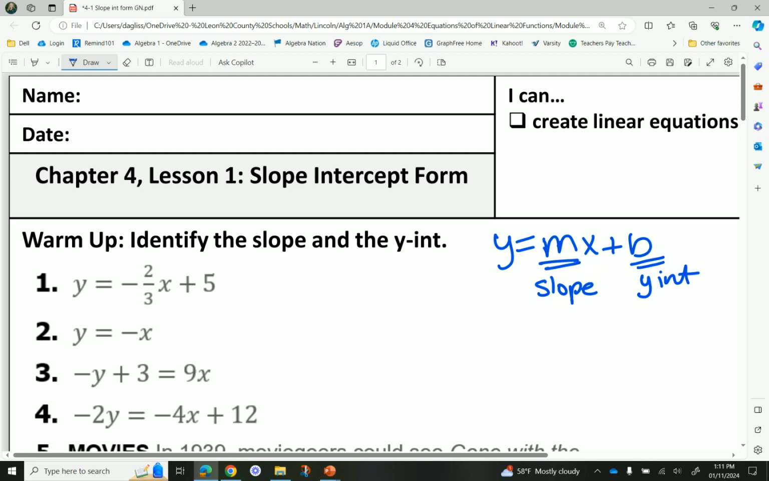y-intercept. There we go. So now let me ask you. Y equals negative 2/3 x plus 5. What's the slope? The negative 2/3. Okay. Slope is m. Y-intercept is b. So the slope is negative 2/3. And our y-intercept is, that's the 5. Good.